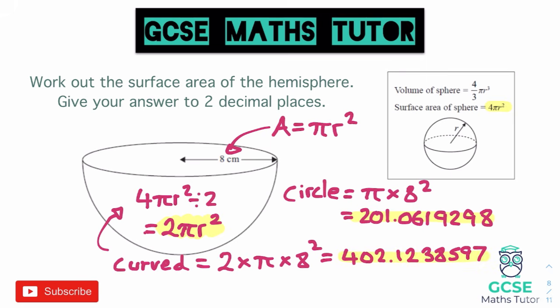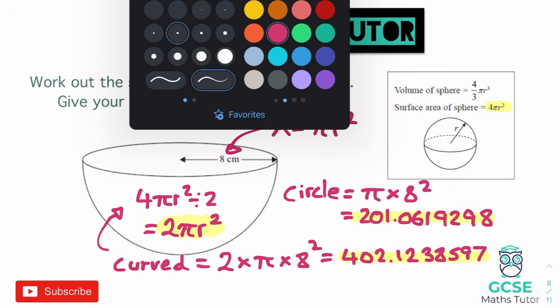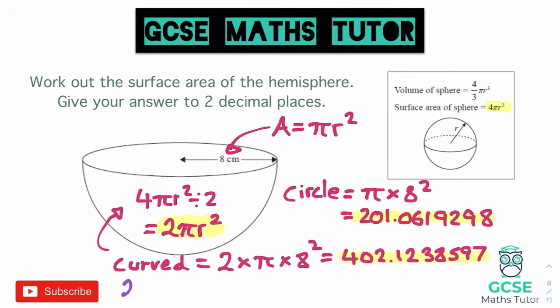Now obviously we are looking at the overall surface area. So we want to take both of those pieces there, the 201 and the 402, and add them both together. And if we add them both together, we're going to get to a final answer. So if we write that working out down just below, we've got 201.06 with a few more decimals, and we're going to add that onto the 402 number, which is 0.12 with a few more decimals, and let's see what we get when we add them together.